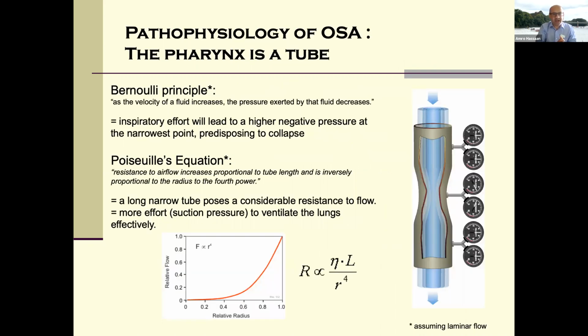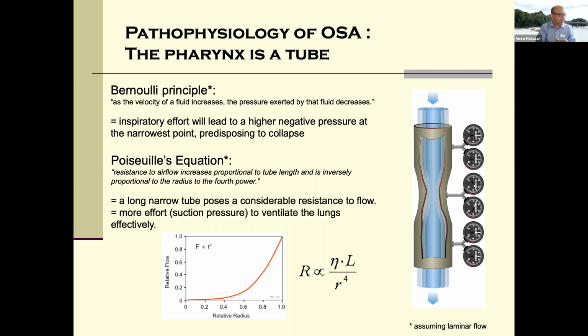So the pathophysiology, why is it happening? Well, there are two basic physical laws that govern this area, and they are the Bernoulli Principle and Poiseuille's law or equation. In Bernoulli, if you suck in air into your chest, you're going to experience quite significant negative pressure in the narrowest part of that airway. So if there's an airway narrowing either at the back of your tongue or at the back of your nose, then the negativity in that area becomes quite prominent, and that can lead to collapse.